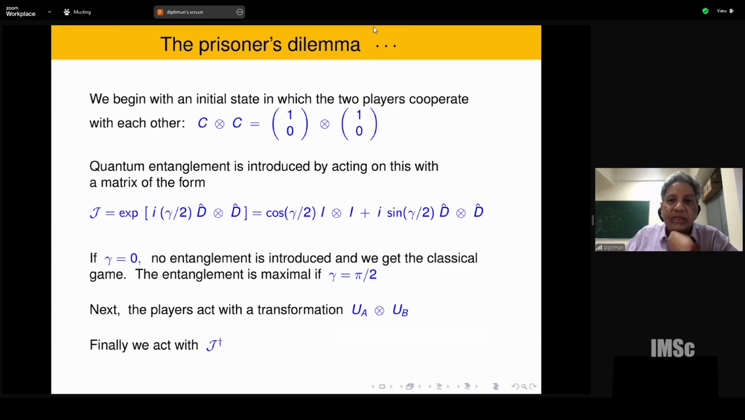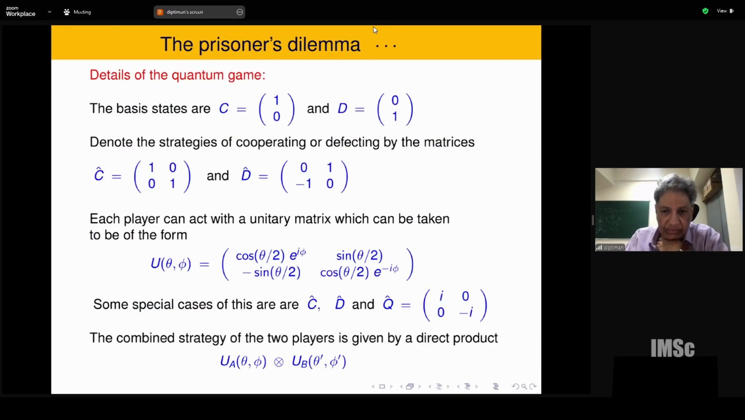So let's start with the initial state in which the 2 players are cooperating with each other. So it's 1, 0 times 1, 0. Then you introduce quantum entanglement by acting on this with a matrix of this type. So it looks a little complicated, so I've simplified it. So this matrix J is cosine gamma by 2 times the direct product of 2 identity matrices plus i sine gamma by 2 direct product of 2 D matrices. Remember, D matrices are given in the previous slide, 0, 1, minus 1, 0.